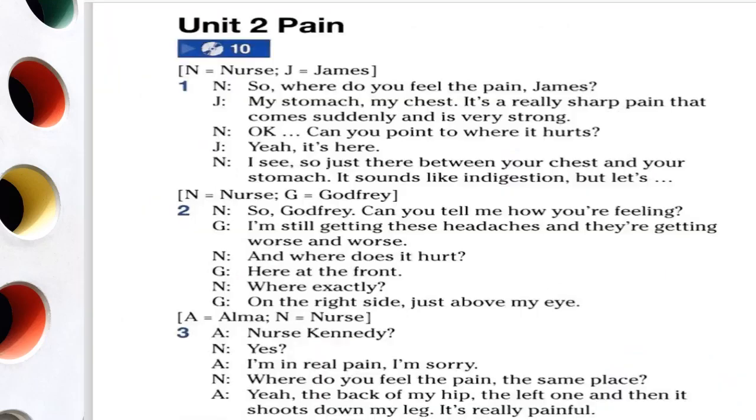So let's move on. Okay, here is the part that you have to check in the audio script. These are the conversations between the nurse and James, between nurse and Godfrey, between Alma and nurse.